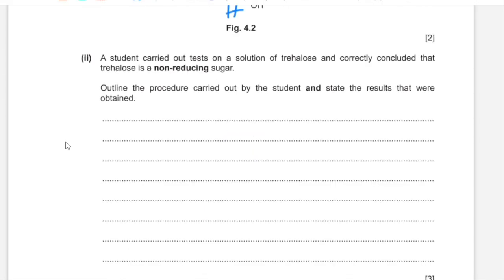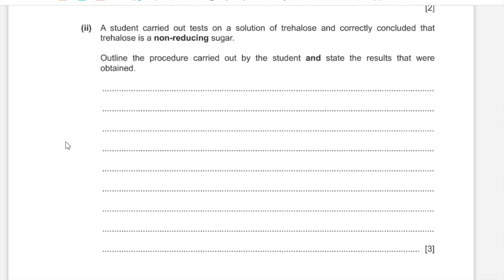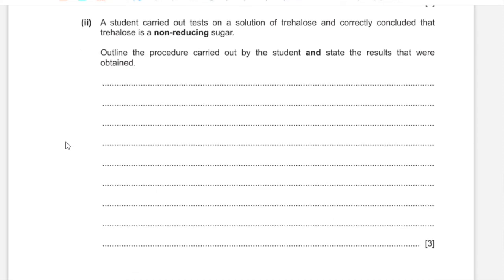2. A student carried out tests on a solution of trehalose and correctly concluded that trehalose is a non-reducing sugar. Outline the procedure carried out by the student and state the results that were obtained.